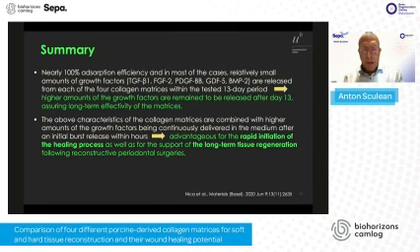So we summarize these conclusions. We know that these matrices are able to take in these proteins, the growth factors, and they release them over a period of 13 days.